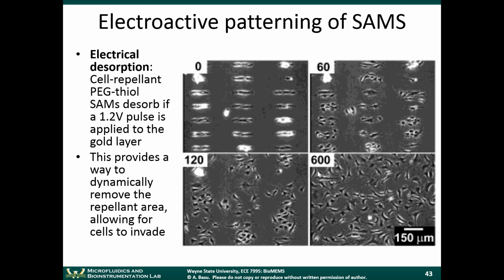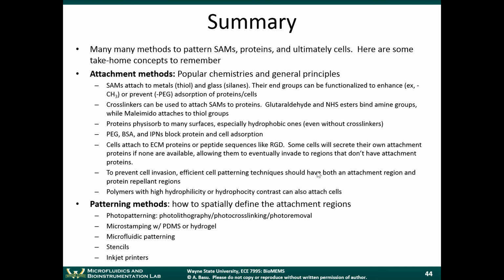So there are many different chemistries that are used to pattern surface properties, proteins, and ultimately cells for various types of biological assays. There are a lot of concepts here, but a few take-home concepts. There are a few popular chemistries and general principles that are used for attachment. Besides the ones I've shown you in this module, and the ones shown in the textbook and other resources, there are tons of different attachment chemistries.